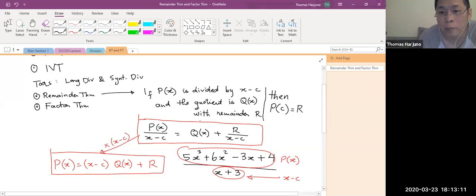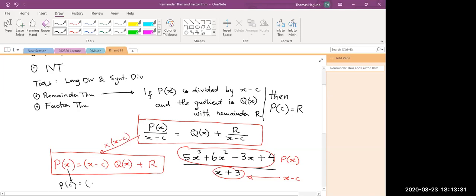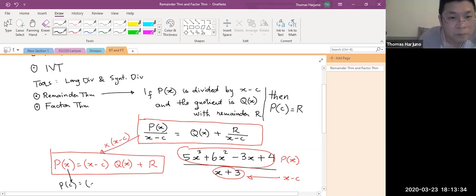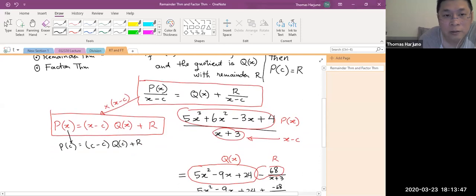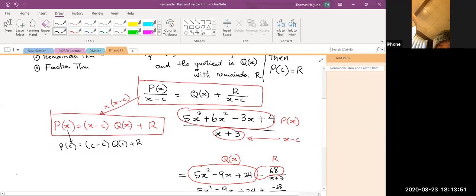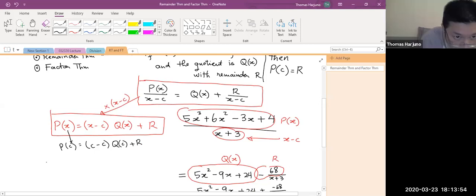What does it mean? If we look back to our pattern here, now imagine if I replace this x here by c. So I get P(c) equals, in this case we still use c, c minus c times q(c) plus r. But what is c minus c? Zero. So consequently, P(c) equals r.